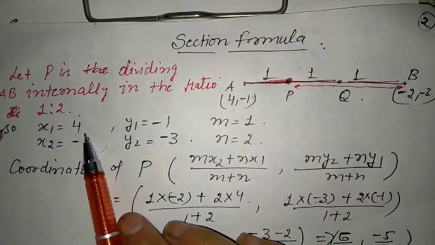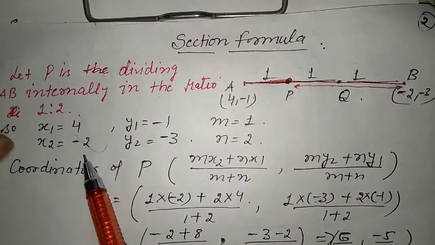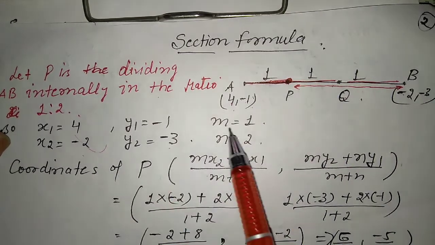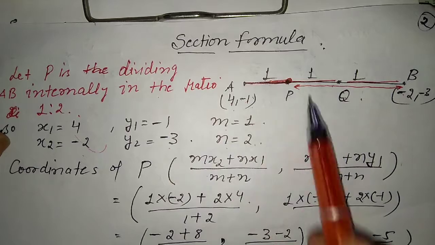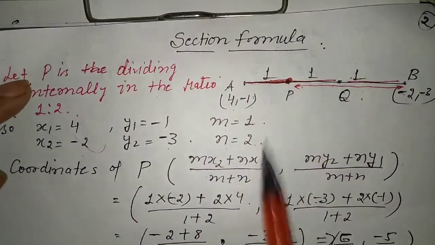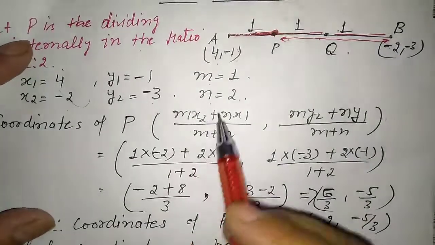x1 is equal to 4, x2 is equal to -2, y1 is equal to -1, y2 is equal to -3, m is equal to 1, and n is equal to 2. So the coordinates of point P we are finding here.